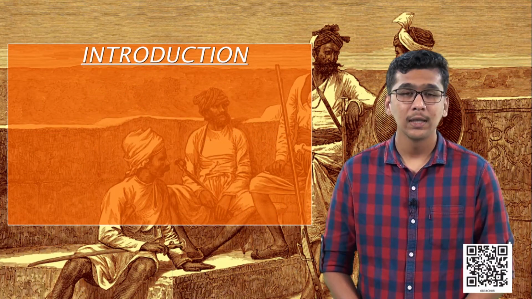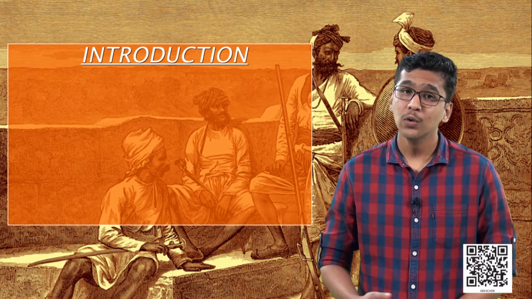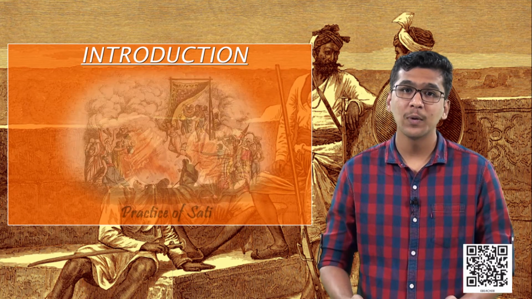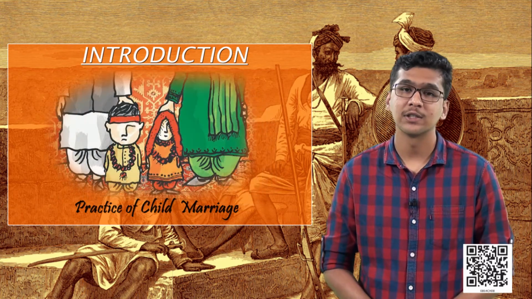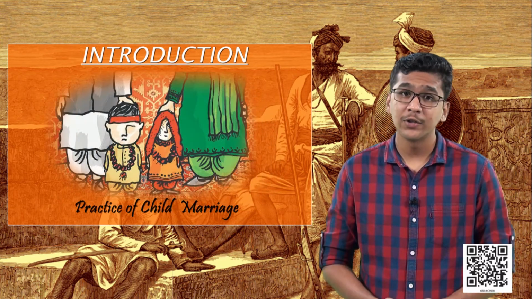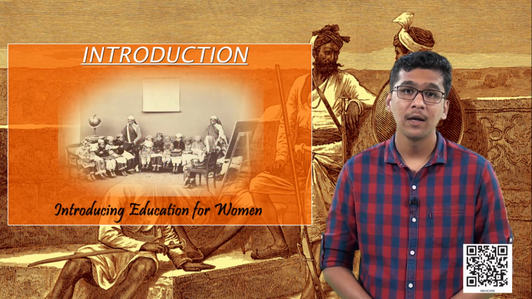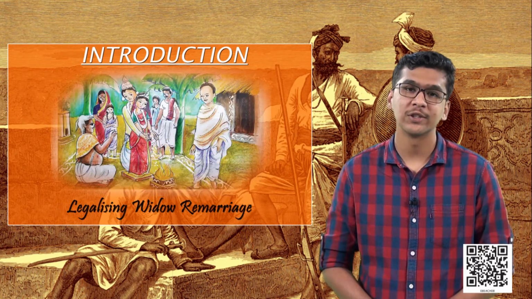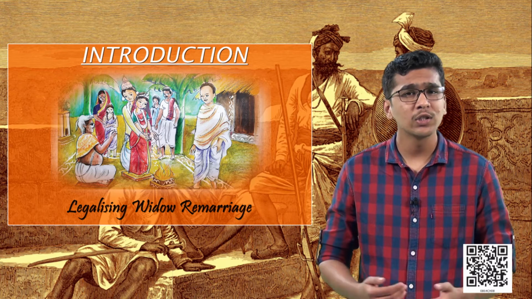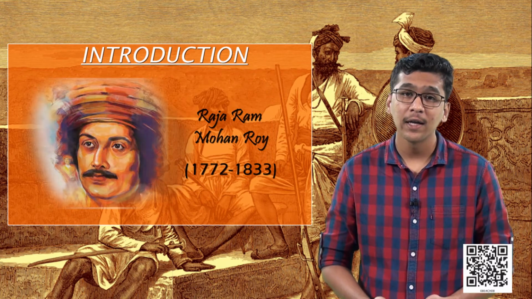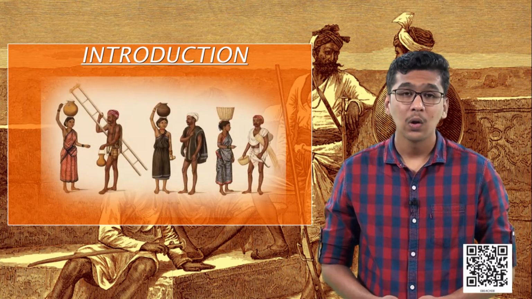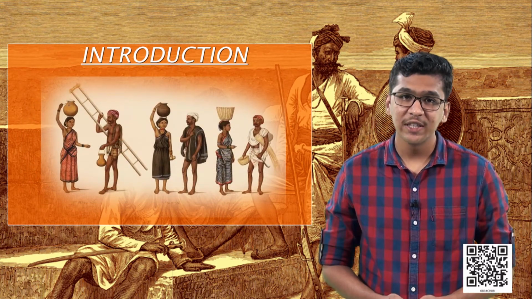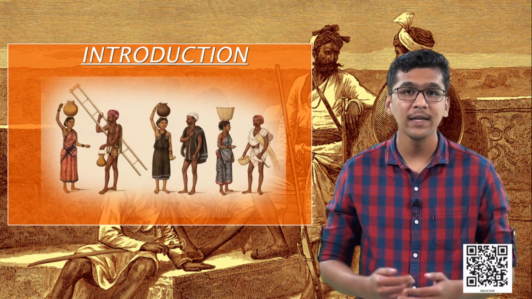Dear students, in the previous episode, you studied the reformations that took place by banning evil practices such as sati and child marriage. You also studied the introduction of education for women and the introduction of widow remarriage. You studied the ideologies of Raja Ram Mohan Roy and Ishwar Chandra Vidyasagar. In this episode, we will be further studying the changes that reformed the Indian society.